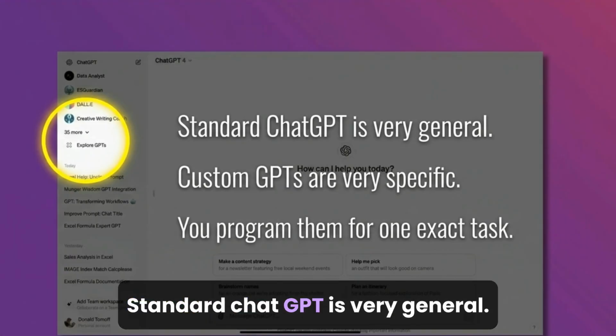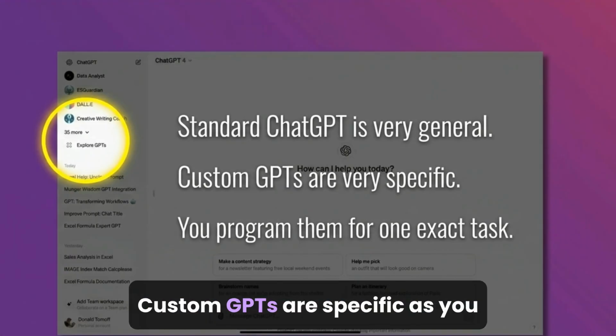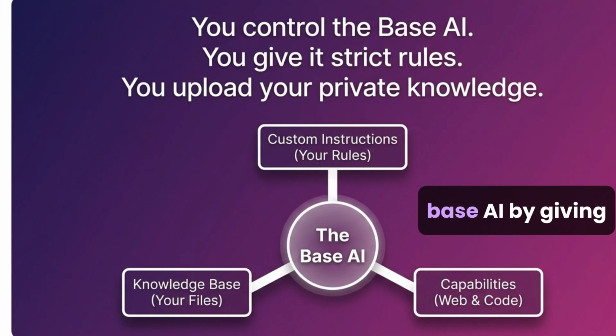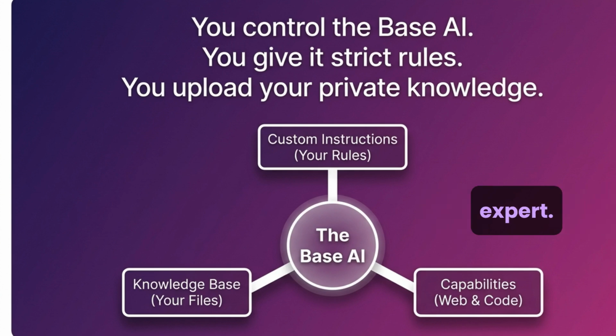Standard ChatGPT is very general. Custom GPTs are specific, as you program them for one exact task. You control the base AI by giving it strict rules and custom instructions. You also upload your private knowledge base, making the AI your personalized expert.